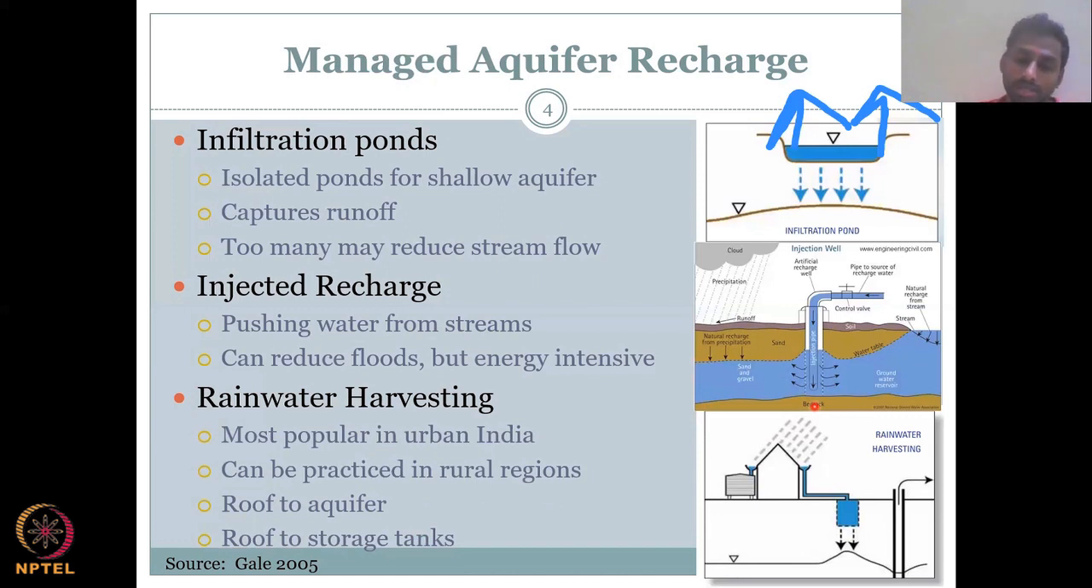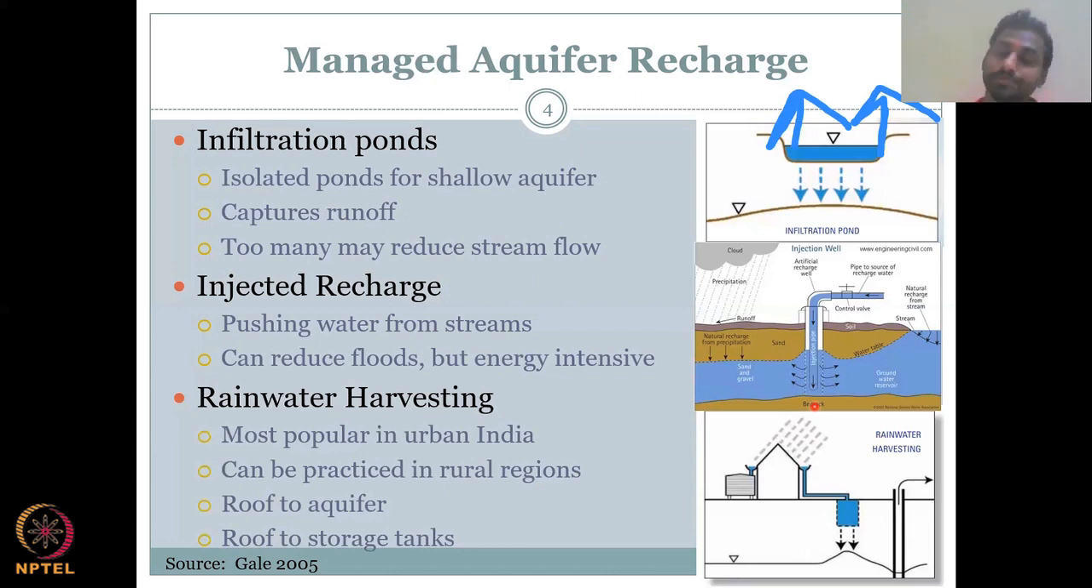And the last but not the least in this slide is rainwater harvesting. Remember that rainwater harvesting has been made mandatory in many urban cities in India. For example, in Chennai, if you want to build a new house or an apartment complex, the rainwater harvesting plan has to be identified along with the plan of the house. All of it has to be approved together. You don't say, no, I'll build the house and then I'll put the rainwater harvesting. That is not accepted. Why?